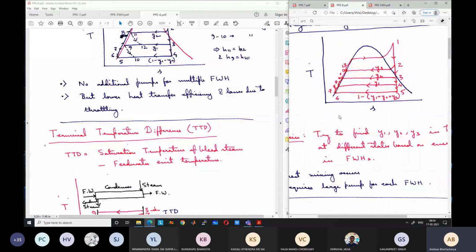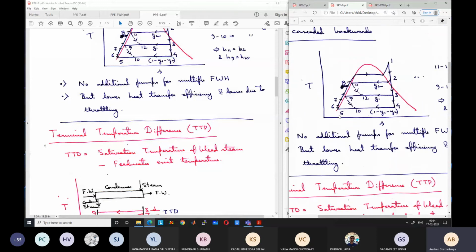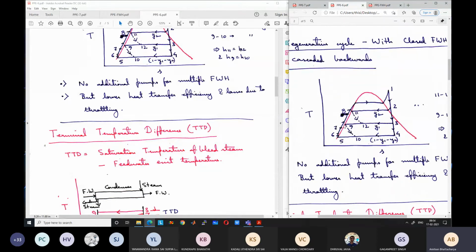We only know that it has to be at a temperature lower than T3, but anything else is not known to us. You cannot find it from energy balance, because from energy balance you need to know T7 to find the value of Y1. So actually T7 should be an input in the energy balance, not an output. So to define this state 7, it is defined in this way.